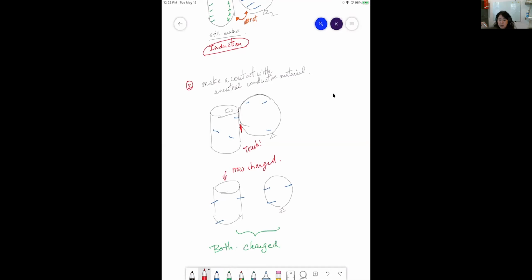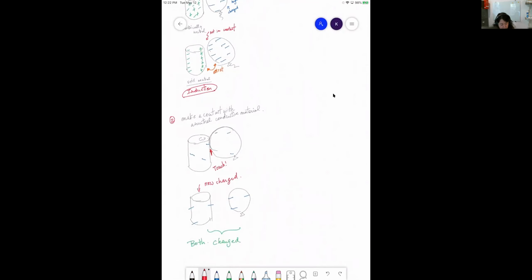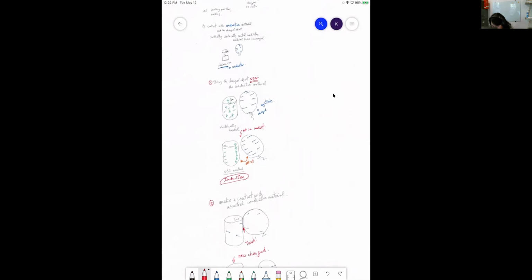Neither of them was initially charged, and the balloon got charged by friction, and then the conductive can got charged by contact with the charged balloon. So this is the way that you can charge the object, charge by contact. And again, let's review the process of induction.